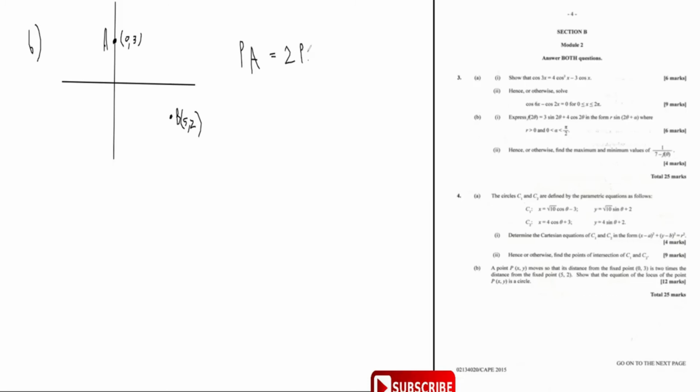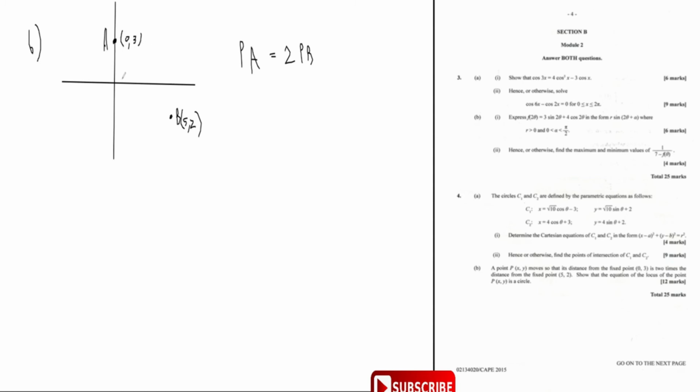Now we don't know where P is. I'm going to put some possibilities where P could be. 2 times this distance must be this distance. So let's say 2 of PB will make it equal to PA. So if A is, I want it to be twice it. Let me see.